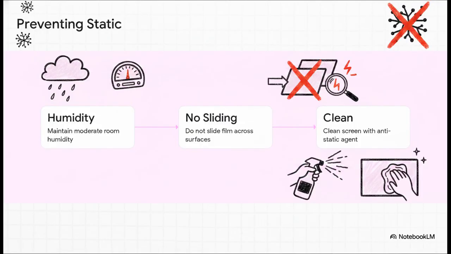Luckily, the fix for this is super actionable. To stop those tree-like artifacts, you just need to maintain moderate humidity in your darkroom. And, more importantly, never ever slide the film across surfaces. That friction is exactly what excites the electrons. Finally, just give your screens a regular clean with an anti-static agent. It's such a simple step to ensure a tiny static shock doesn't completely ruin a complex medical procedure.